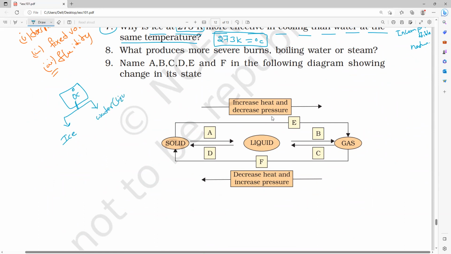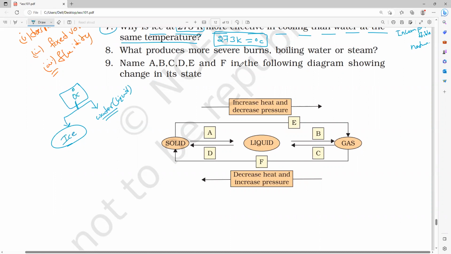Now tell me, if I put my hand in water at 0 degrees Celsius, and if I carry ice, which one will you feel more cold? Ice. Yes. Why, sir? Who will absorb more heat energy from our body, liquid or ice? Ice. That is what is needed. That is the reason we will feel more cool with ice at 0 degrees Celsius compared to the water.